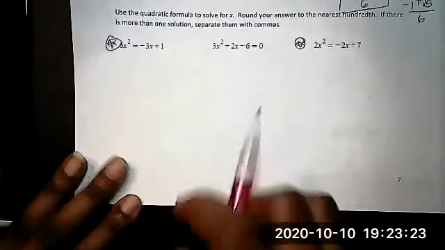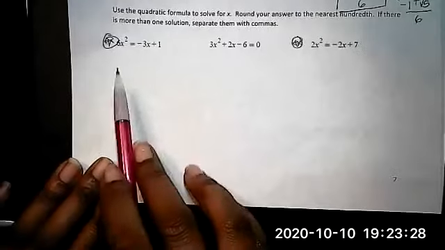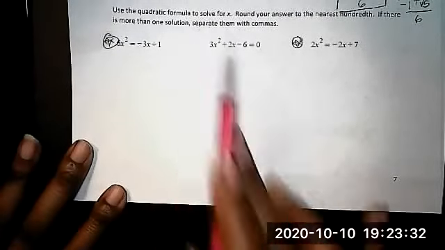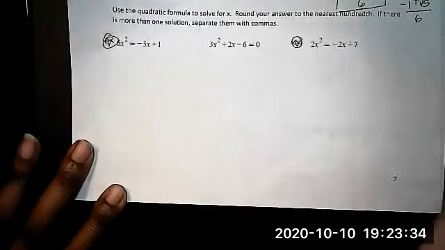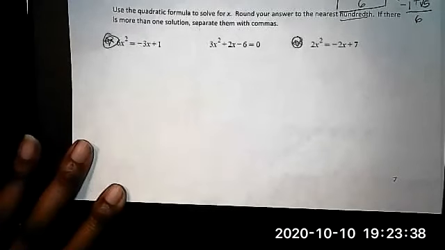All right, so let's move on down here to the starred numbers. All right, so here is, I'll use the quadratic formula to solve. Round your answer to the nearest hundredth. If there is more than one solution, separate them with commas. Let's go ahead and do that.